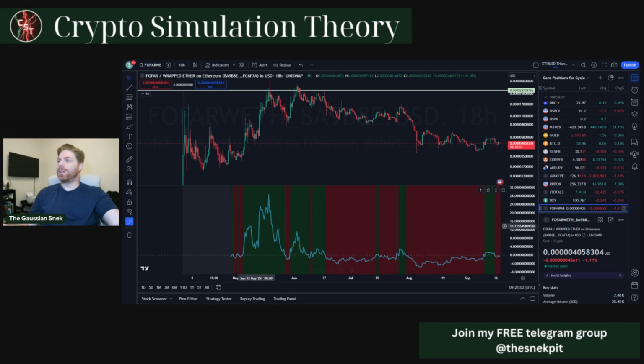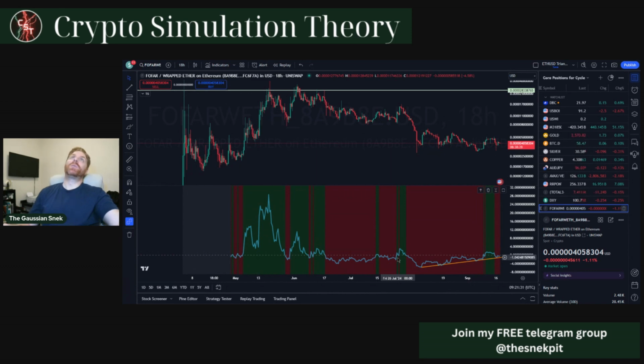But what I am starting to notice is FOFAR is putting in higher lows on its RSI against Bitcoin. This is a very good thing. Even if this turns around again and goes the other way, this is good. This means that FOFAR, while it has been underperforming Bitcoin most of the time in Q3, is starting to gain some relative strength. We did have some green days here.